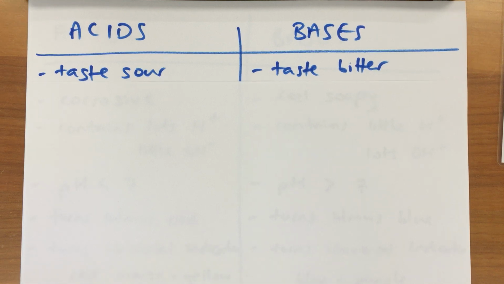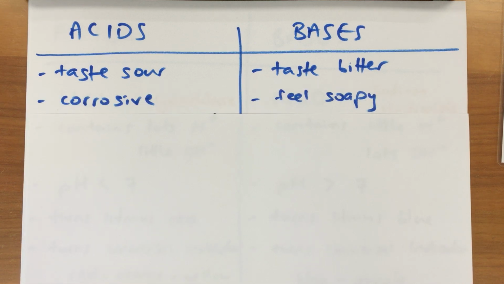Another thing you might have learned about acids and bases is that acids are corrosive. That means if you left some acid onto metal, for example, it would corrode into the metal, it would eat away at it and slowly dissolve it. Bases feel soapy, so if you get some on your hands and rub it between your fingers, it will feel slippery and soapy. A lot of soaps are actually made with bases.